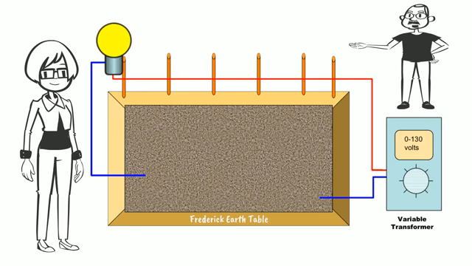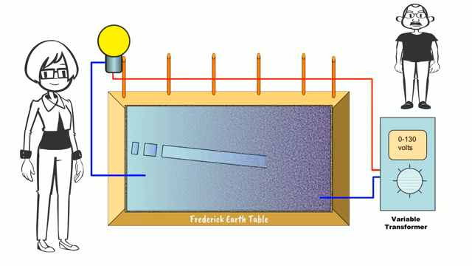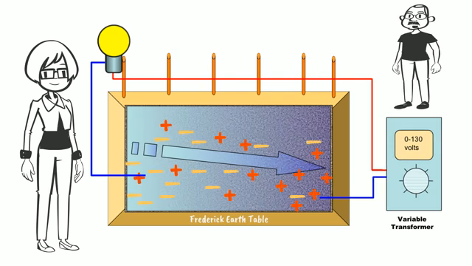When I turn on the transformer, if the light bulb turns on, it means that there is current flowing through the soil. If we could see the electricity, this is what it might look like. There would be a gradient of electrons along the length of the earth table flowing through the moist soil.